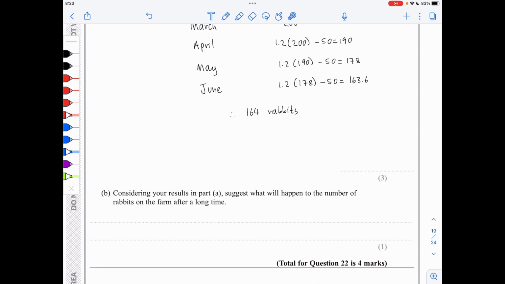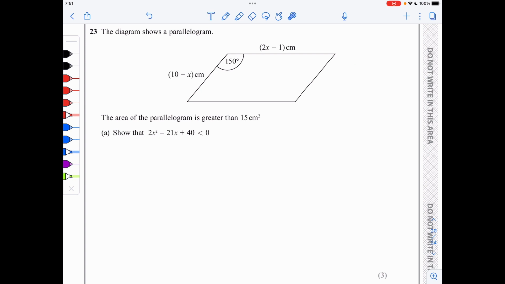In B, we need to consider our result from part A, suggesting what will happen to the number of rabbits after a long time. Well, we see that the consecutive populations keep decreasing, so it's easy to conclude that eventually the rabbits will go extinct. In 23, we are told that the area of the parallelogram is greater than 15 square centimeters, and we need to show that this inequality holds true.